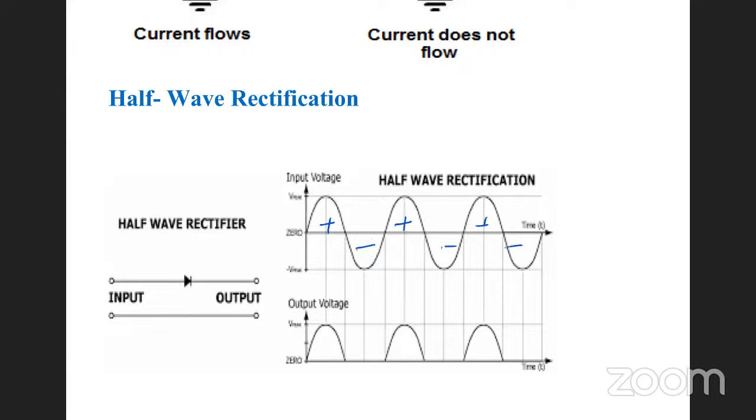Right? So in this example, all the positive cycles conducted, negative cycles, you'll recognize they are not there. Okay? So those are the things that we need to learn for electricity.